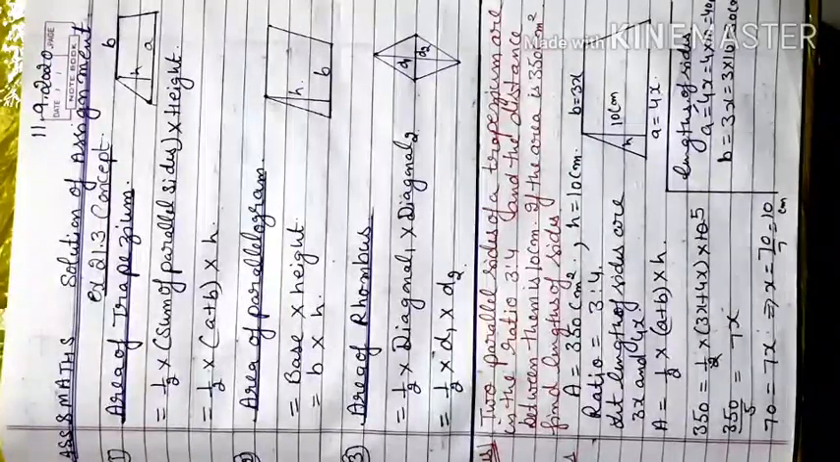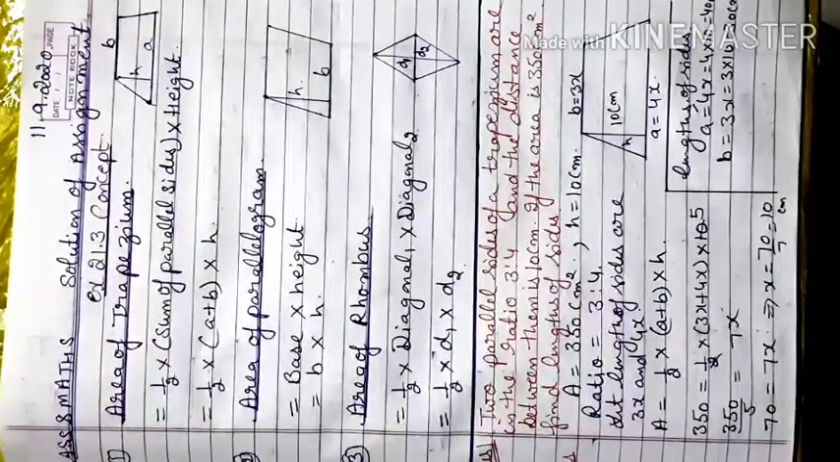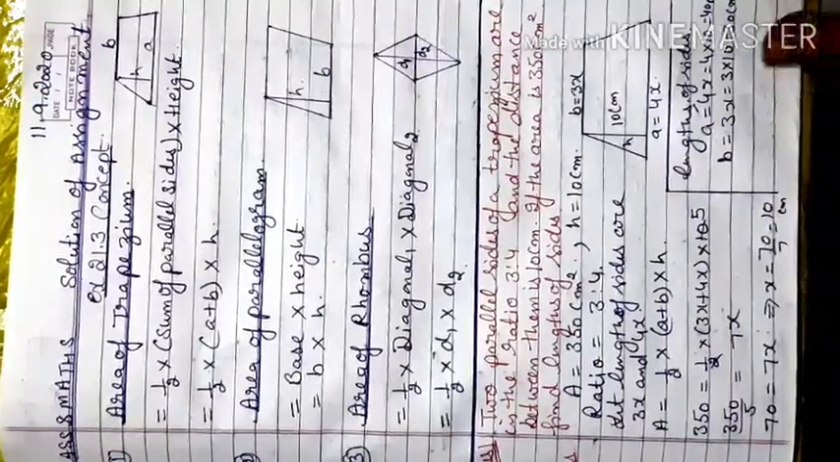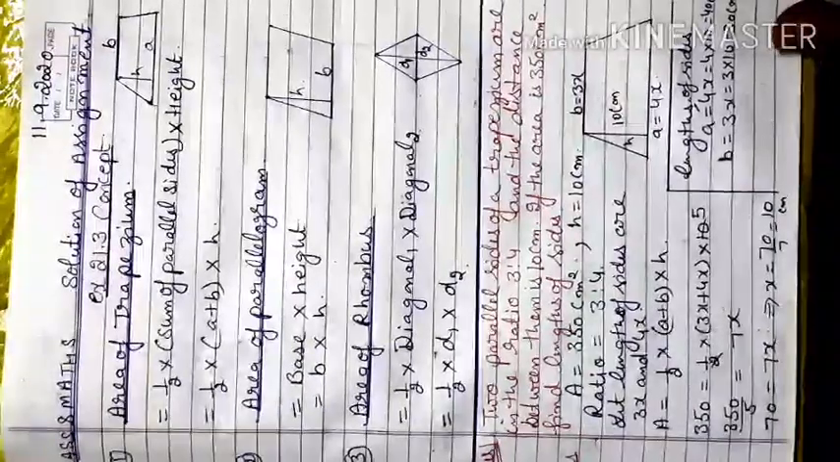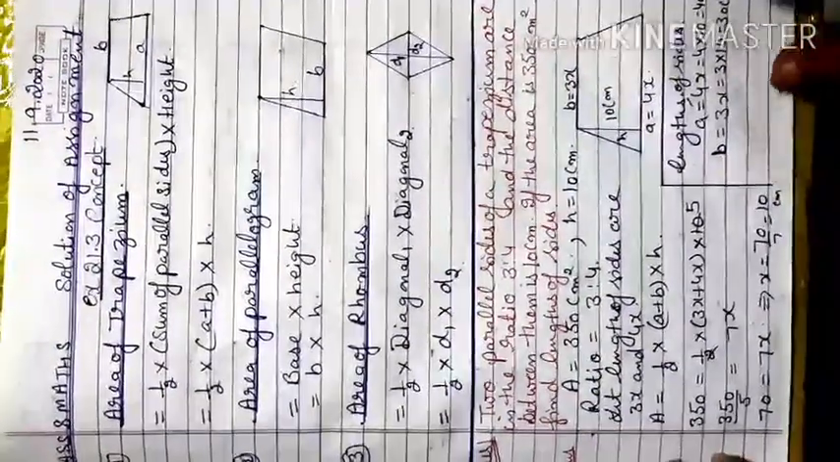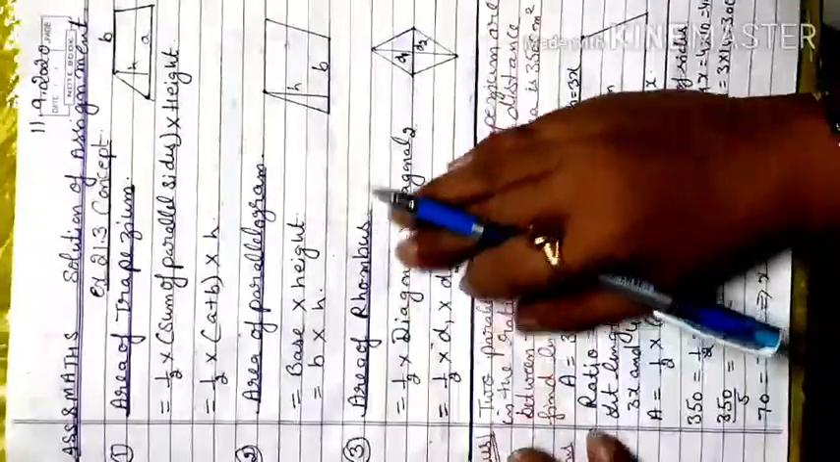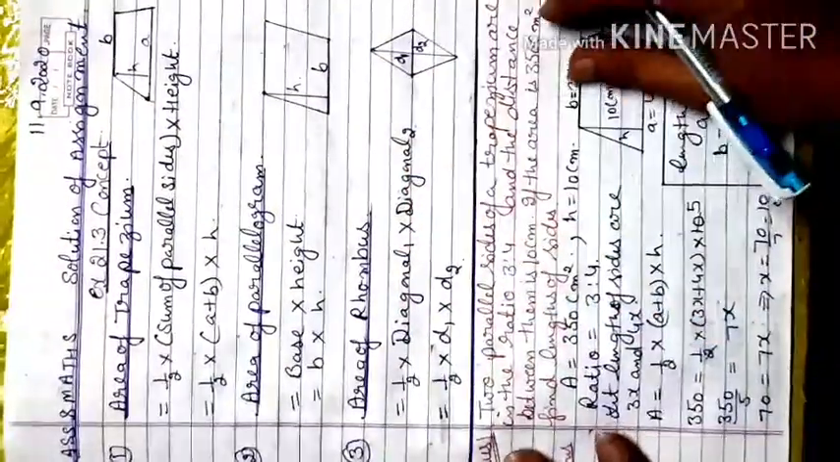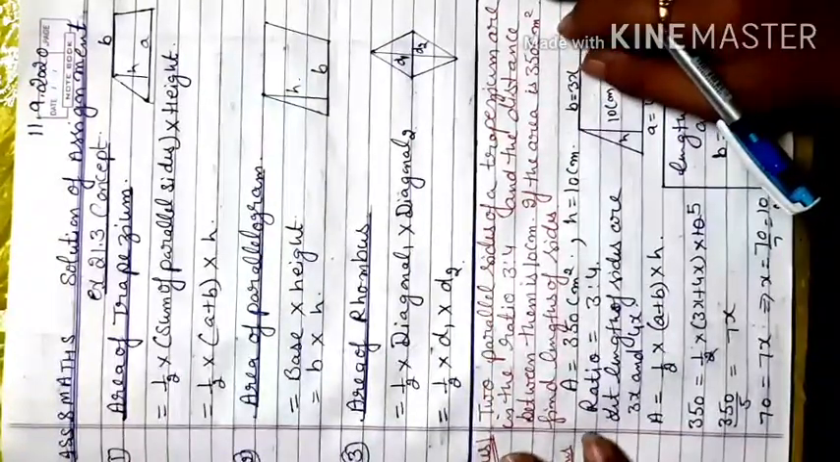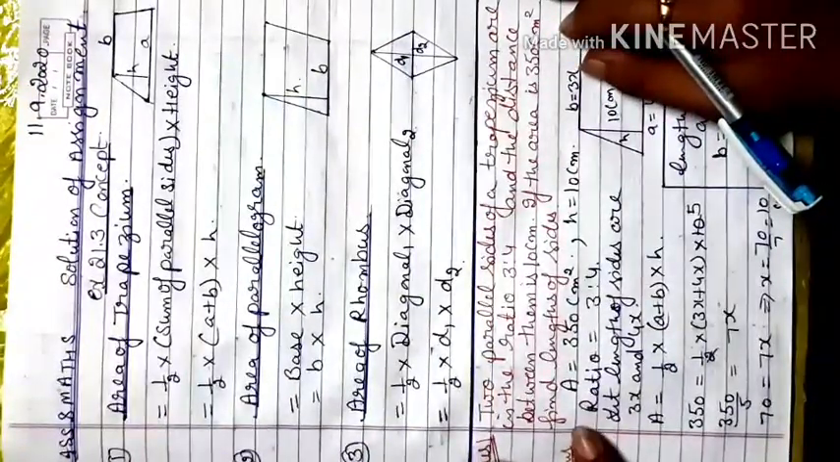But before starting the 21.3 exercise, we will discuss some concepts regarding this exercise: formulas and various types of questions that also cover your tryout questions. First we will discuss area. In this exercise, we are basically dealing with the trapezium, parallelogram and rhombus.